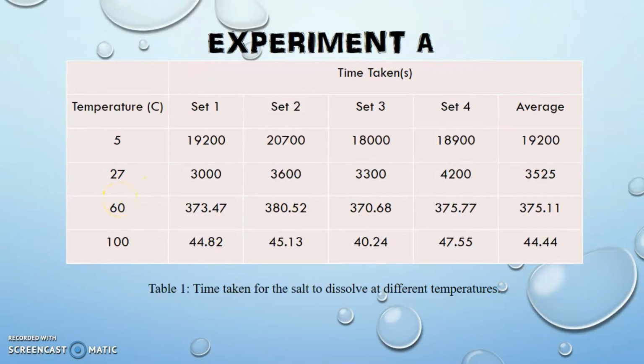So basically, the objective of experiment A is to investigate the relationship between time taken for salt to dissolve in water at different water temperatures. As we can see from the tables, the time taken becomes shorter when we increase the temperature.